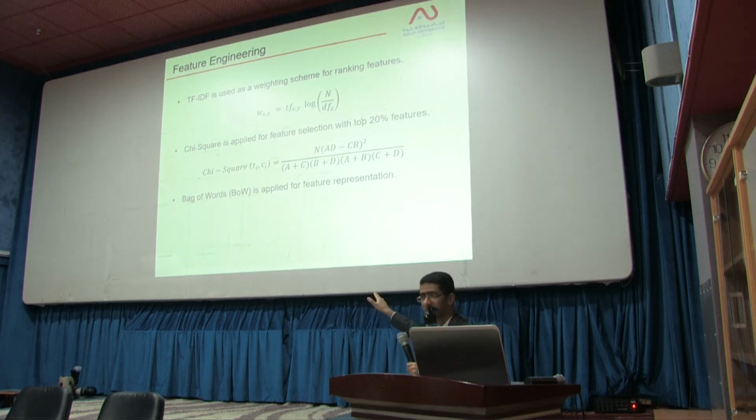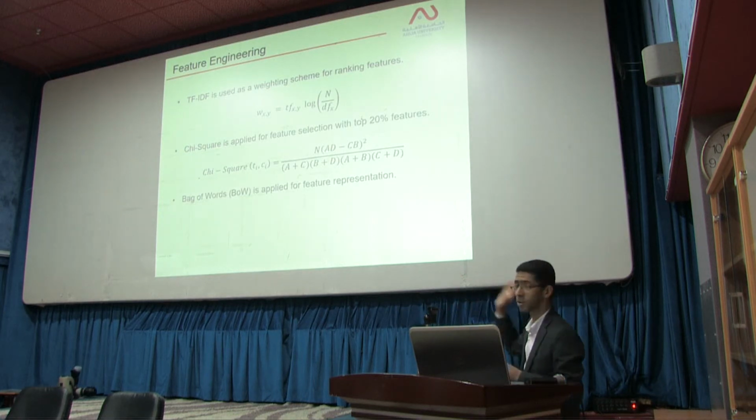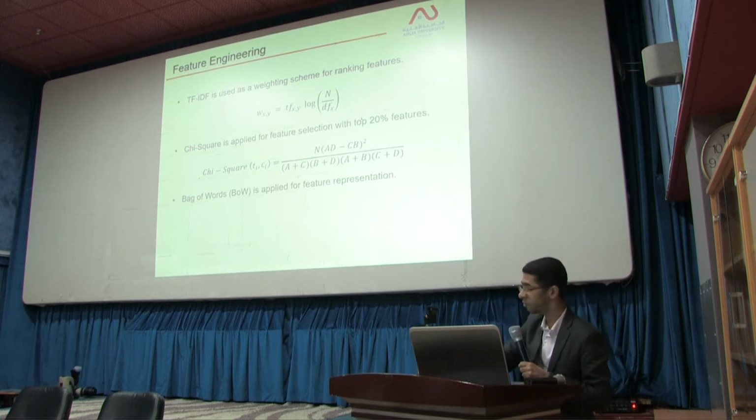We also apply chi-square with another factor: 20% of the features extracted in pre-processing. Not all features will go to the classifiers. Only 20% of the features, selected using the chi-square feature selection method, which keeps only the important features for the classifier. Chi-square picks the more significant or important words. We also use a bag of words for representation.